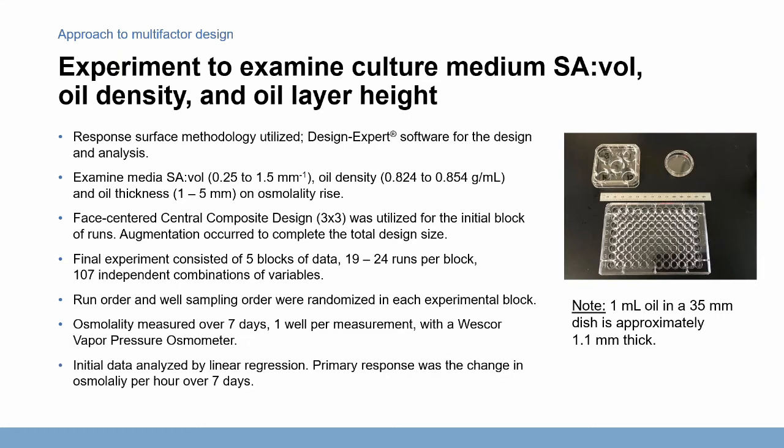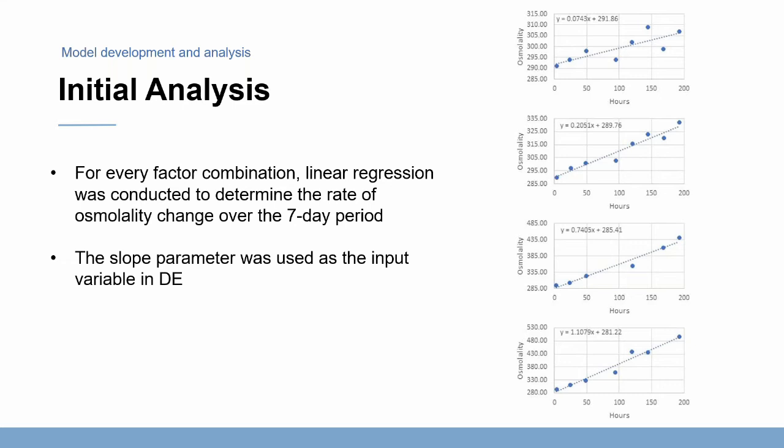And then in the end, I ended up with a data set with the osmolality change over 7 days, and used initially a linear regression analysis, like I mentioned earlier, to determine the rate of change in osmolality under these various conditions. And so in all the conditions, it appeared that a linear model over the 7-day period fit these data quite well. And so I used a slope parameter, which came out of the linear regression, as the final parameter to input into the Design Expert file and use as the endpoint.